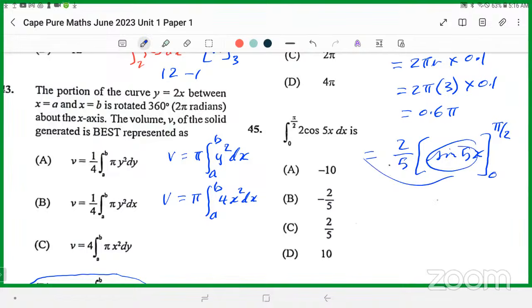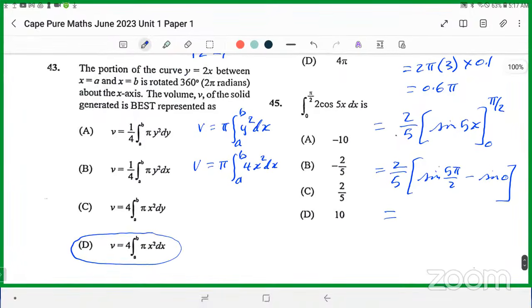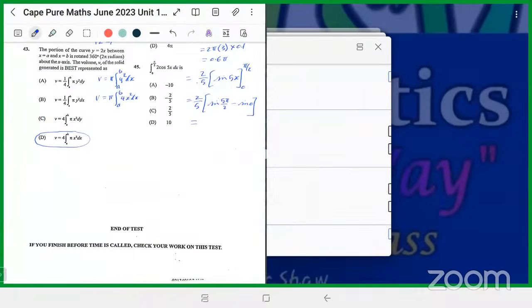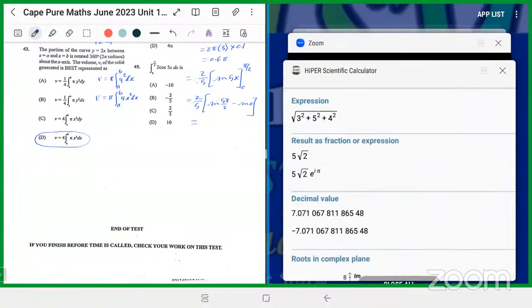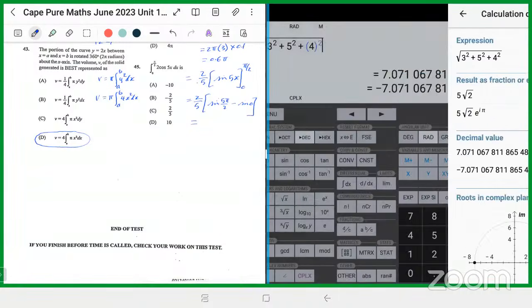If you differentiate this again, you're going to get back that. You want to try it. If you differentiate the 5x, you're going to cancel the 5. And then the 2 is there, and it becomes cos x. All right, so it becomes 2/5 into sine of 5 pi by 2 minus the sine of 5 times 0. 5 times 0 is 0. And that's what we're working on. Just need to know the sine of 5 pi by 2 now. Calculator. 5 pi by 2 is 2.5 pi.